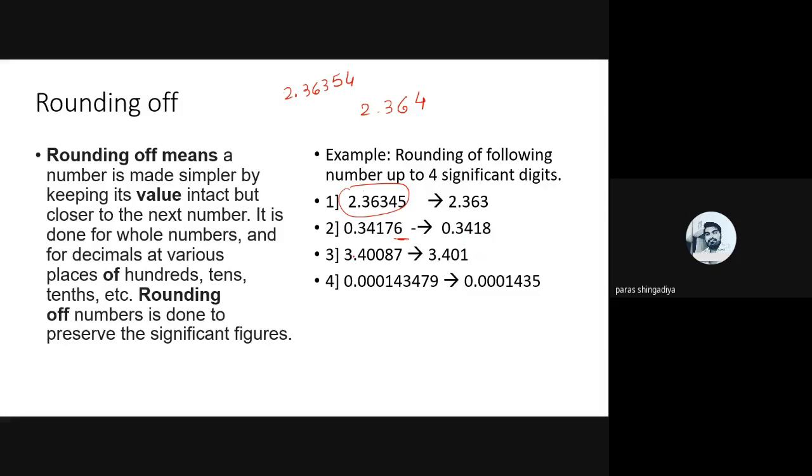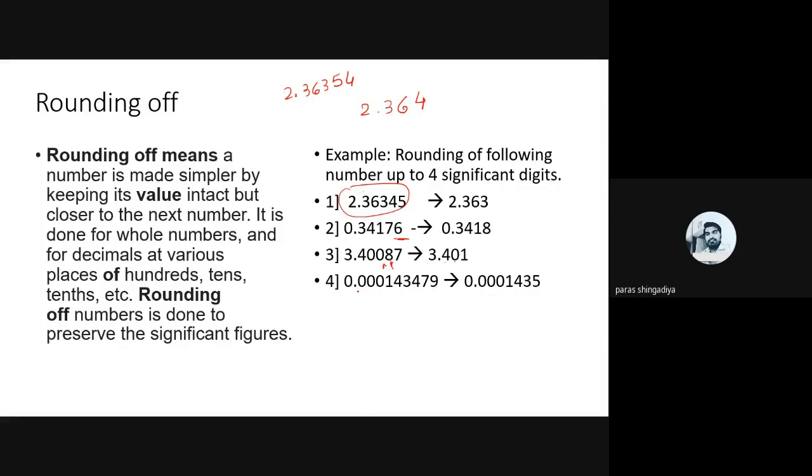Then after that, 3.40087. Up to the 4 digits it is considered as 3.400, and after the 0 there is an 8 here. So we'll add +1 to the 0, so it converts to 3.401.